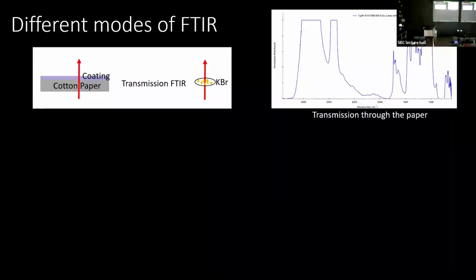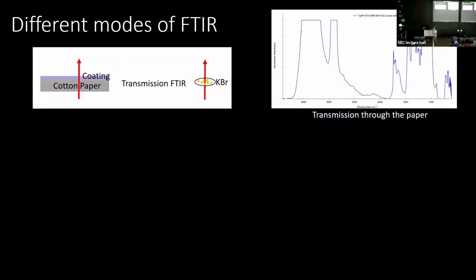So thinking about the different modes of FTIR, I couldn't just do transmission because the paper was too thick to get through the paper and the coating. If you try, you get these strong, they look like saturation, but really it's absorption. It means no light is getting through. And we couldn't take a sample and grind it up and mix it with potassium bromide.